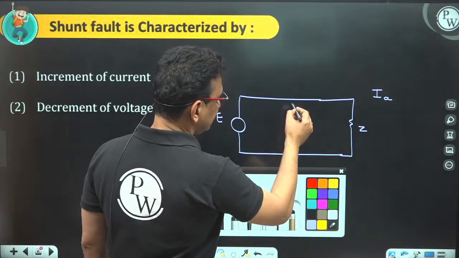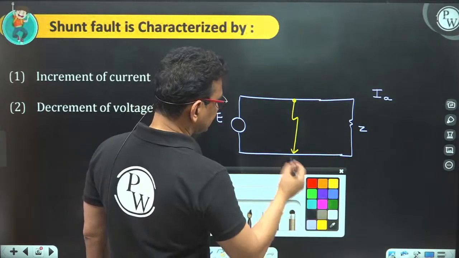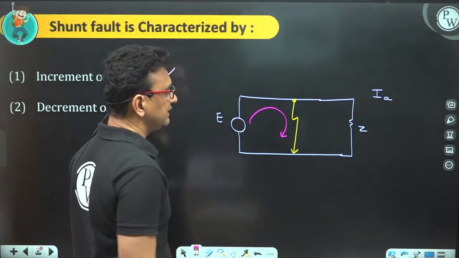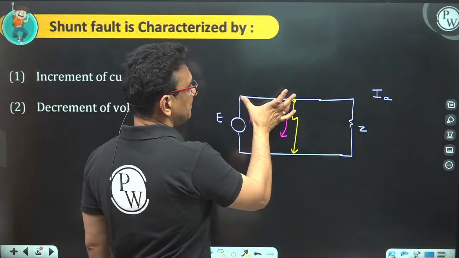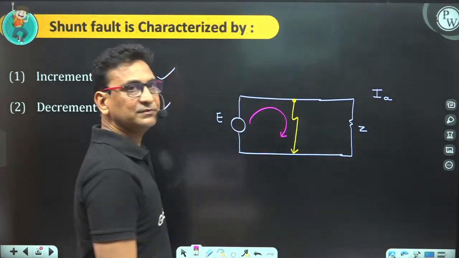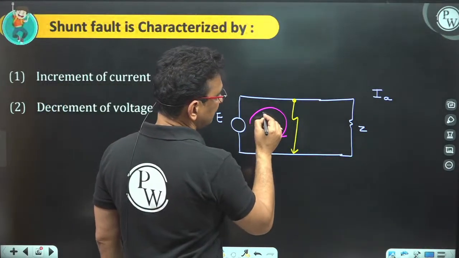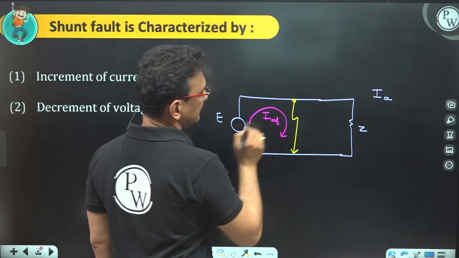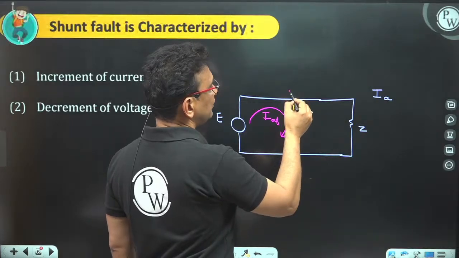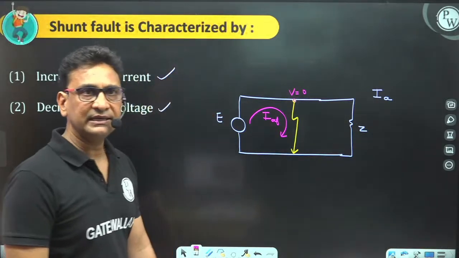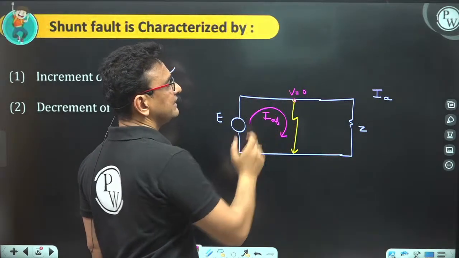Suppose a shunt fault takes place here. Now what will happen? The impedance of this path will be reduced because it does not include the load impedance and it includes only the impedance of the transmission line up to this point. So the impedance will be reduced, and the current will be increased. So current will be increased here and at this point the voltage becomes 0. At any other point the voltage will be nothing but the voltage drop from the fault point to that point only.